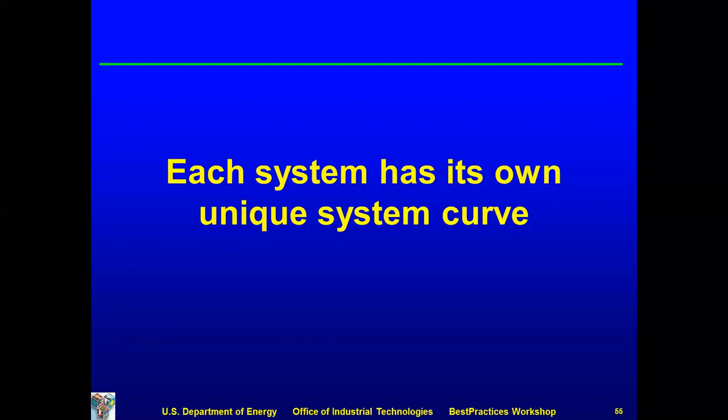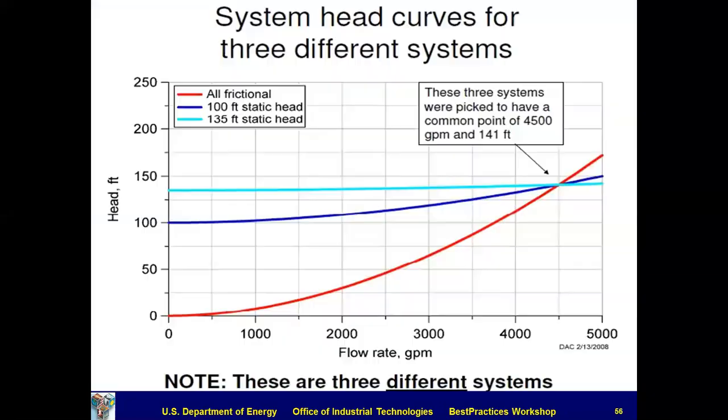Okay, so each system has its own unique system curve. Here we show three different possibilities. The red curve that starts out at 0, 0 is what we would call a closed system or a zero static head system. The dark blue curve in the center is a system that has significant static head and also some frictional head. And then the aqua curve on top is what we would call a static dominated curve.